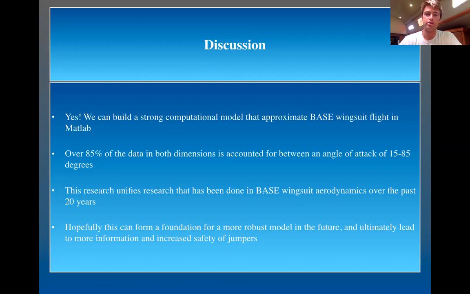And this research unifies little things that have been done in the base wingsuit aerodynamic community over the past 20 years. And the hope is that in the future, this can lead to more safety and more information for those jumpers.